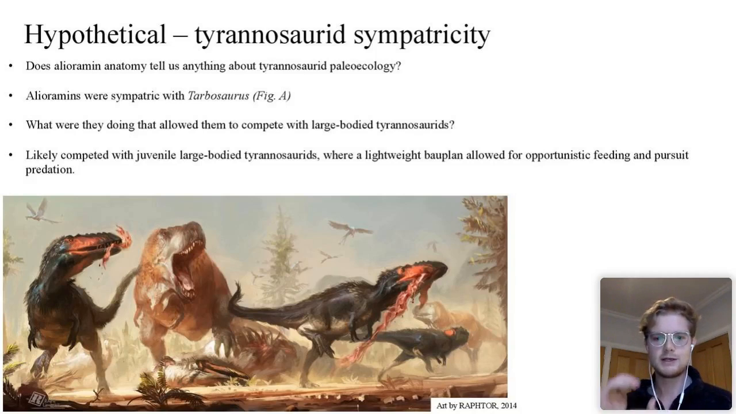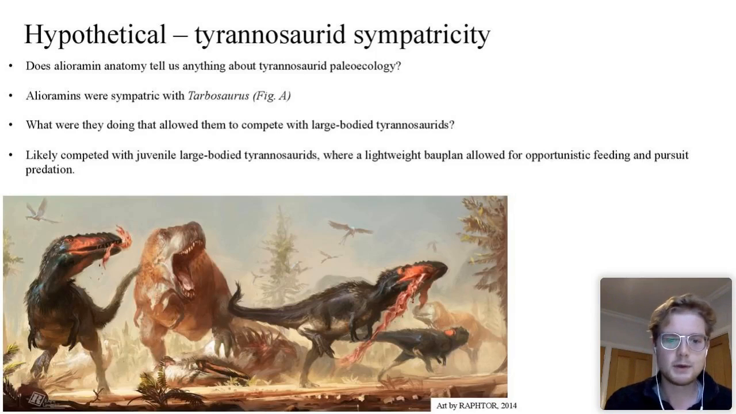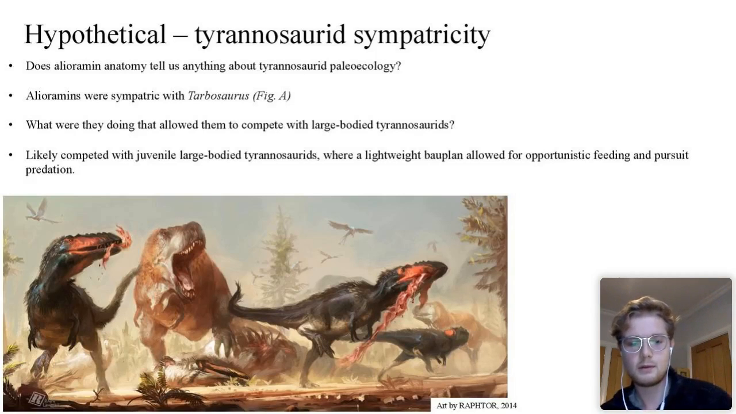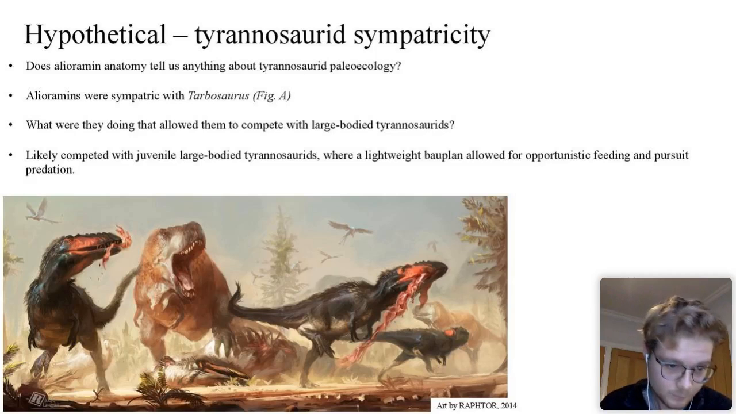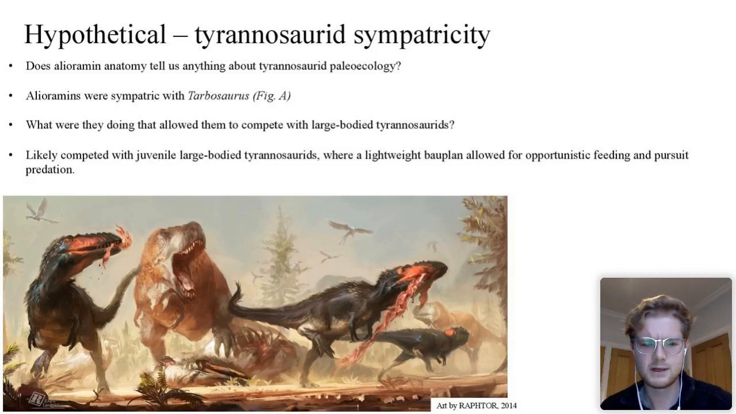So you could have different predatory niches in the same ecosystem, just being occupied by different stages of ontogeny in tyrannosaurids. So Alioramens were not only competing in sympatry with large-bodied tyrannosaurids, they were also competing with tyrannosaurids of younger ontogeny. And so they must have been doing something quite different. And we argue that a combination of a lightweight skull and a lightweight body plan in general and long cursorial hind limbs would have given Alioramens their niche for existing with large-bodied tyrannosaurids.